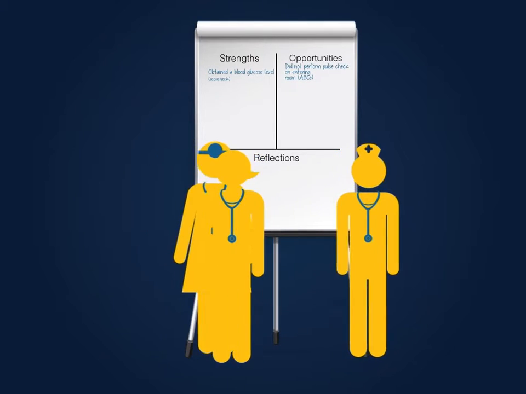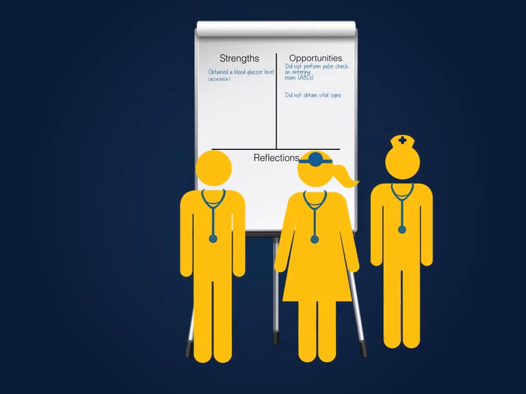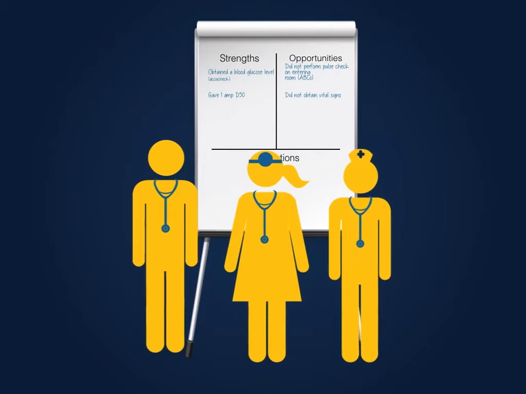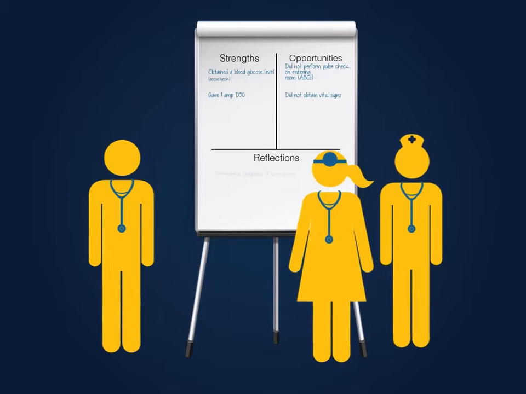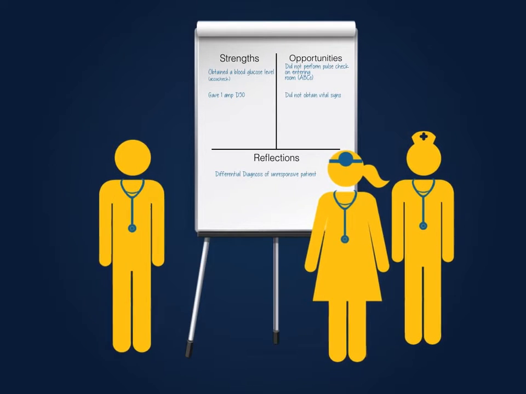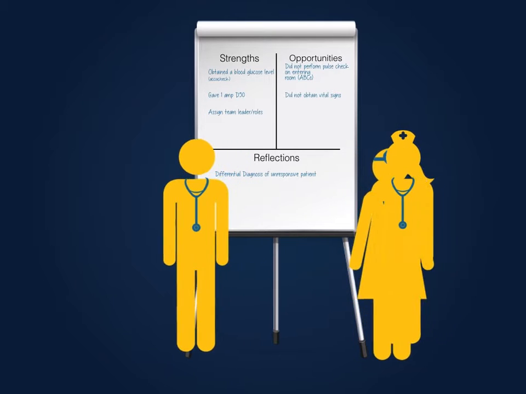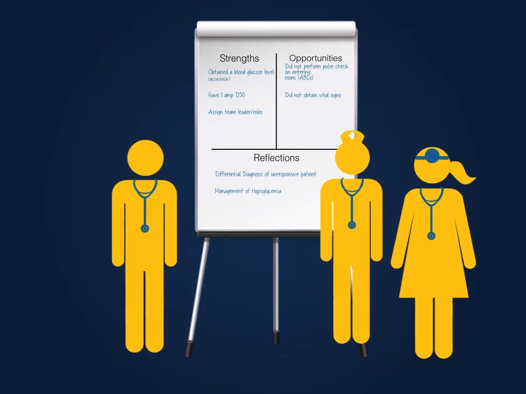The board is separated into three sections. A strength section that highlights what the participants performed well, an opportunities section to highlight actions that can be improved upon, and finally, a reflections section where they can list any additional topics or questions for discussion.